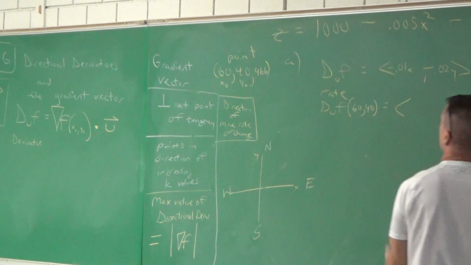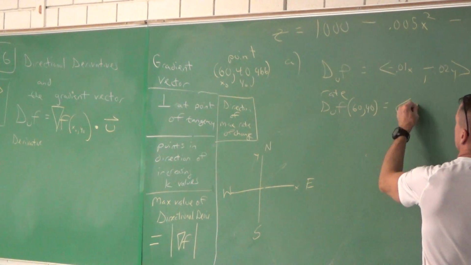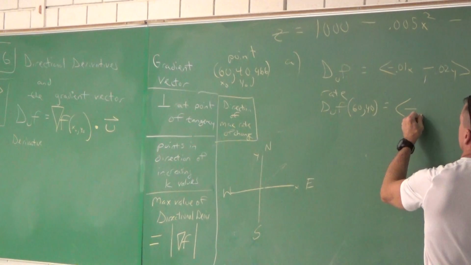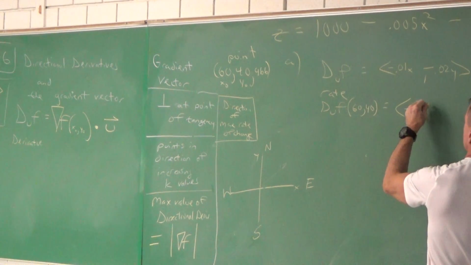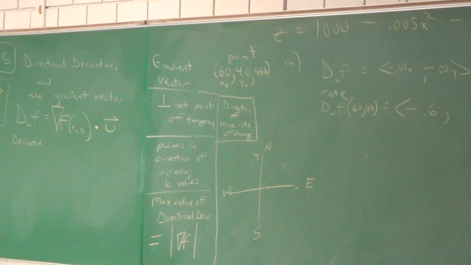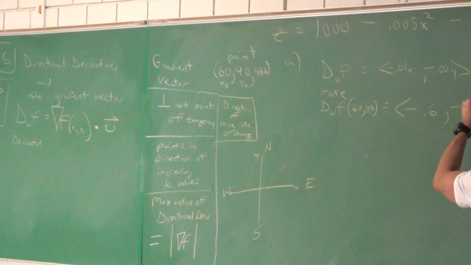And I get negative, what's 0.01 times 60? 0.6. Negative 0.01 times 60, you have to move it how many places? 2. So I get negative 0.6. And what's negative 0.02 times 40? Is that negative 0.8? Uh-huh. Alright, cool.